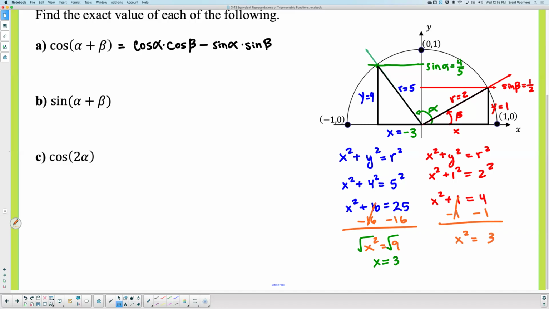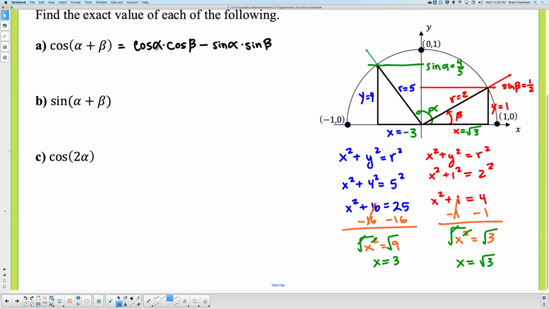If x squared is 3, we now take the square root, and do we have a good square root of 3? No, I forgot to cancel over here. Those cancel. And so we're left with x equals square root 3. Okay, would it be positive or negative square root when you go to the picture? Positive, because it's going right.